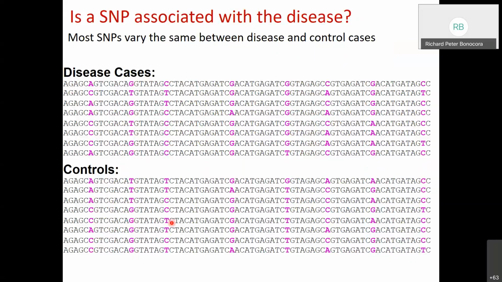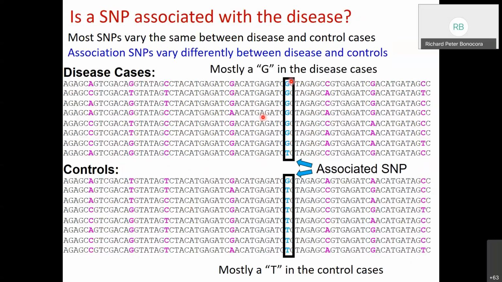But there is one position here, highlighted in blue, where in the disease cases there's mostly a G. Not 100%, but mostly a G. And in the controls, there's mostly a T. So the association of these SNPs varies between the disease and the controls. Right? And this is an example that I made to illustrate this point. It's often not as clear as that.